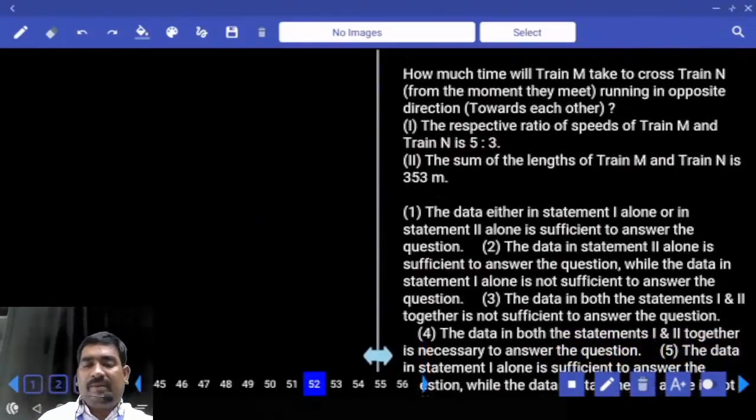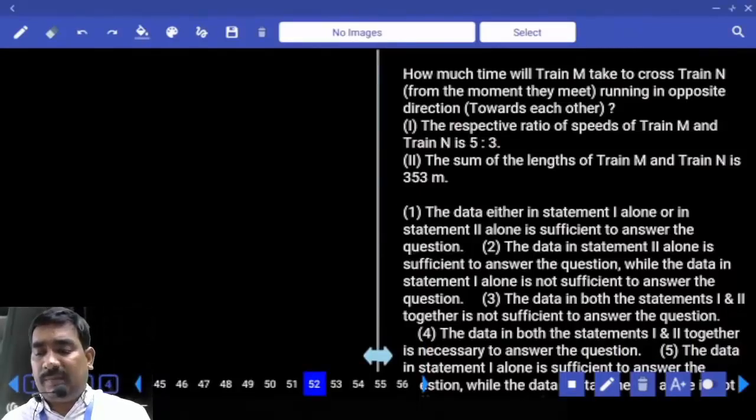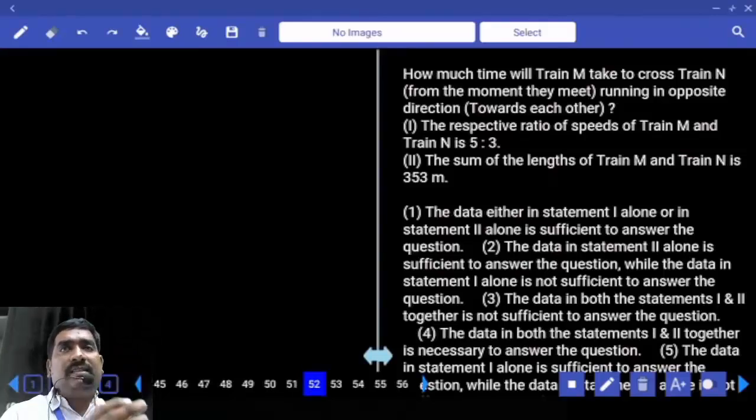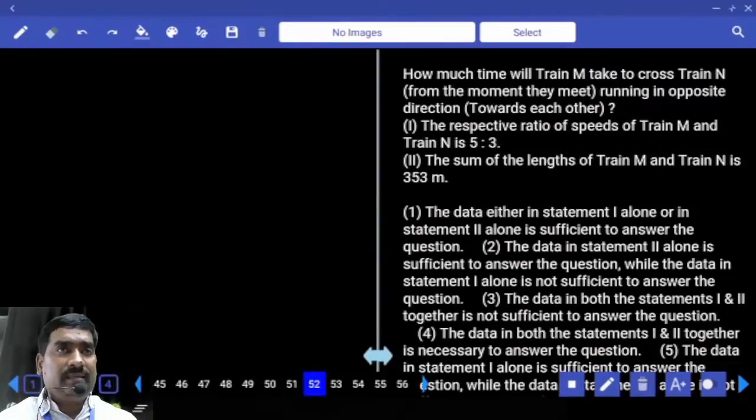How much time will train M take to cross train N from the moment they meet running in opposite direction? They asked to find time. What is the time formula? Distance by speed. Train M and N crossing each other, the distance is nothing but length of train M plus length of train N or not? Yes or no? M and N lengths must be known, and their speeds also, then only we can say the answer.